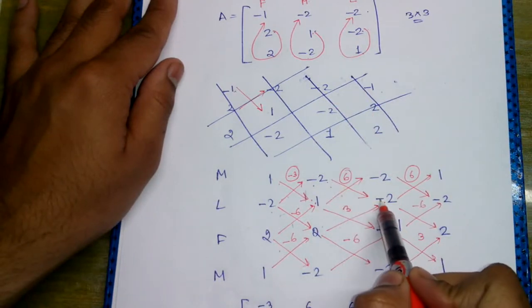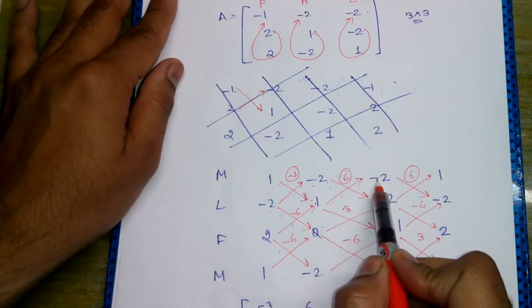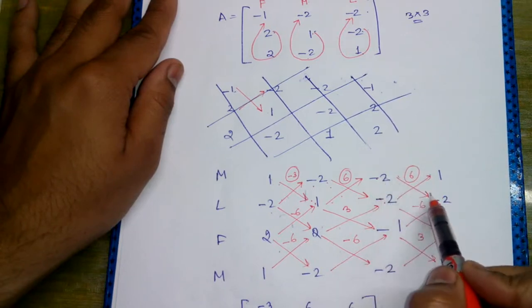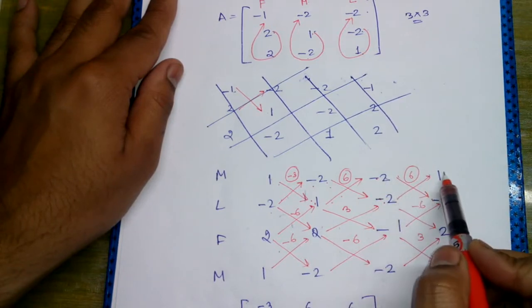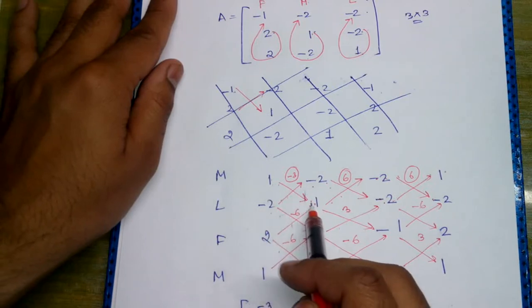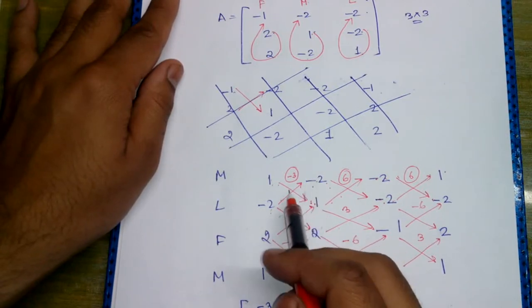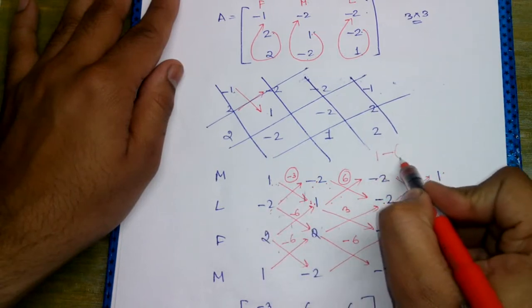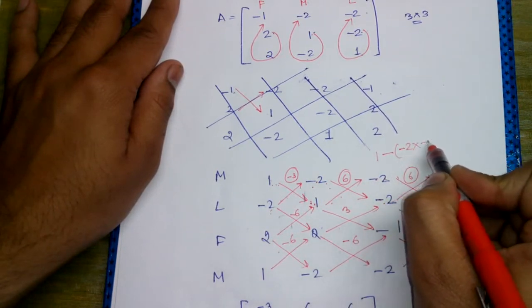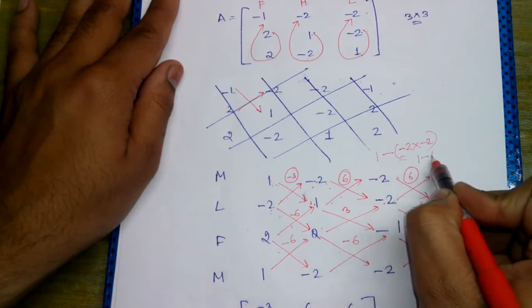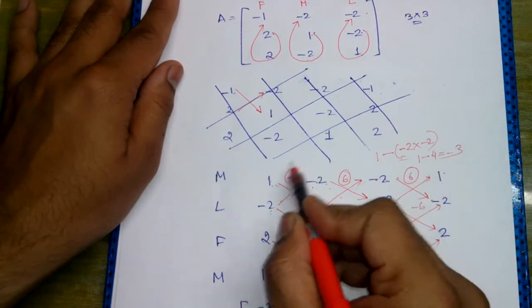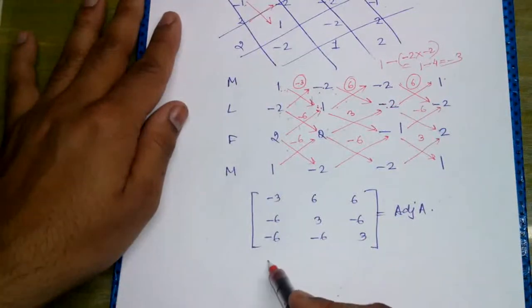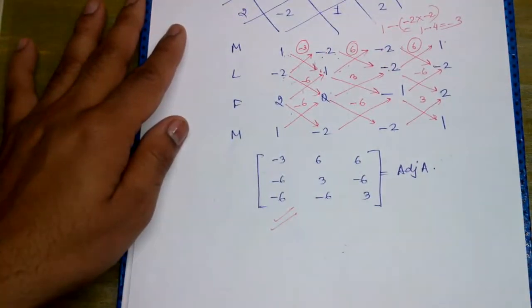So this minus this minus this minus this. This multiplied by this minus this minus this. So 1 1s are 1 minus -4. Okay, so this will be 1 minus -2 into -2. So 1 minus 4, that is -3. So all these elements will be obtained, and hence the adjoint can be easily calculated.